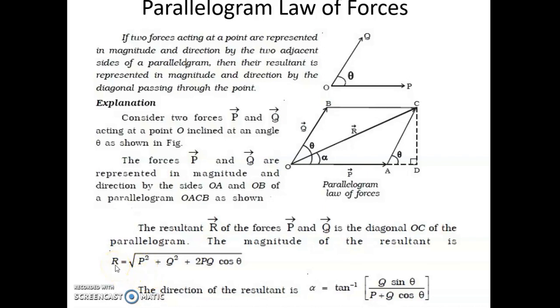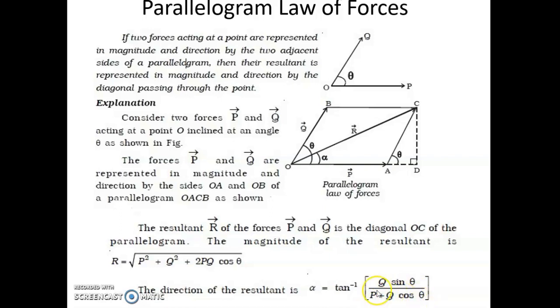So since resultant is a vector, we have to find the resultant in magnitude and direction. Using this formula, we will be able to find the resultant in magnitude. How can we find the resultant in direction? By using this formula, which is tan of alpha is equal to Q sin theta divided by P plus Q cos theta. So alpha will be nothing but tan inverse of Q sin theta divided by P plus Q cos theta.